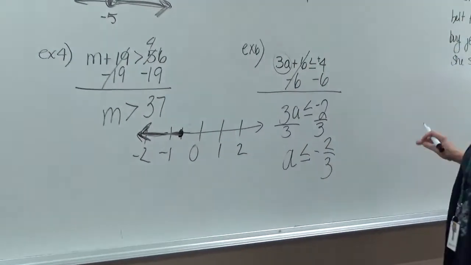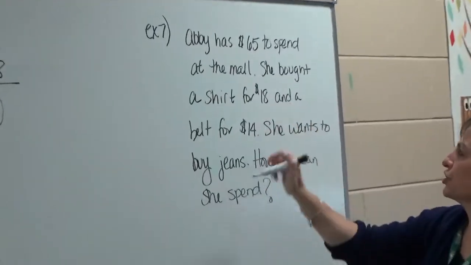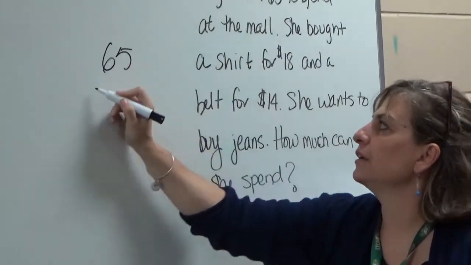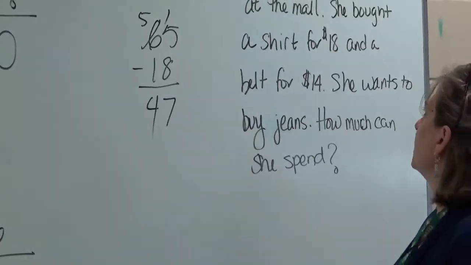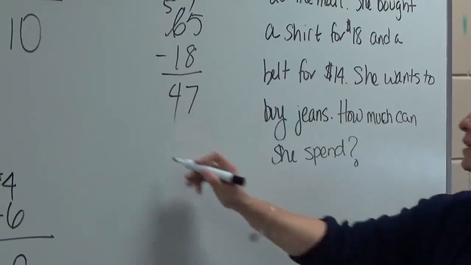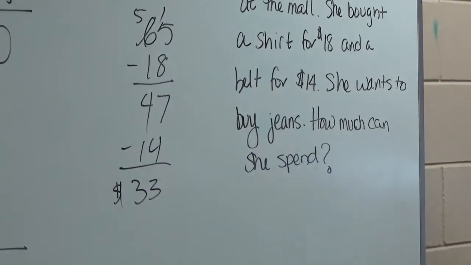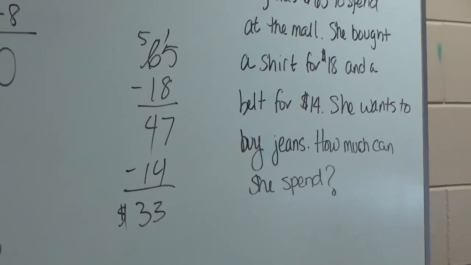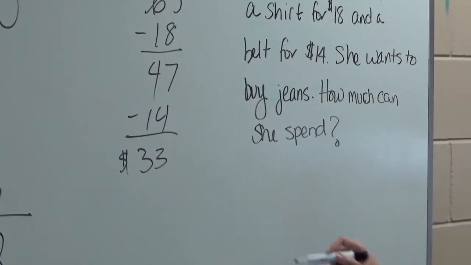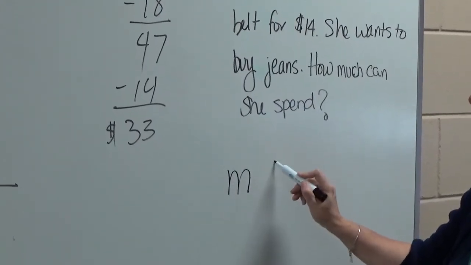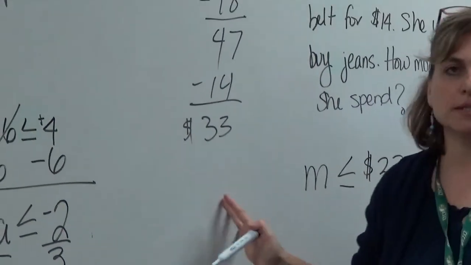Okay? My last problem over here. Abby has $65 to spend at the mall. She bought a shirt for $18, so she started with $65. She bought a shirt for $18, so we'll subtract that off. So she has $47. And she bought a belt for $14, so we'll subtract that off. She has $33. She wants to buy jeans. How much can she spend? So she can spend at most $33. So it has to be less than or equal to $33. So the money she can spend is going to be less than or equal to $33. Okay? That's what we'll be doing in class tomorrow.